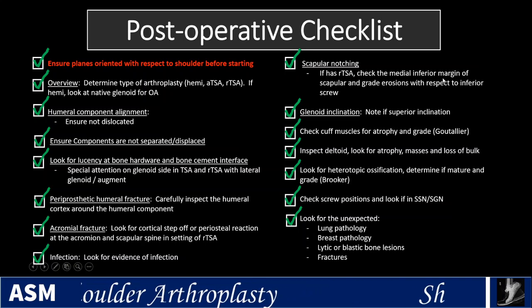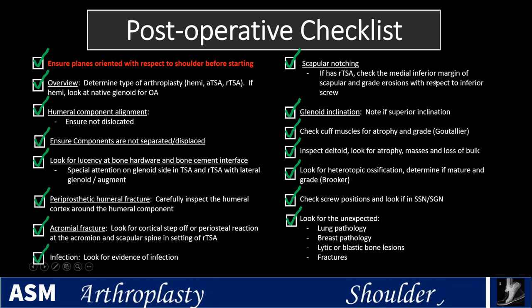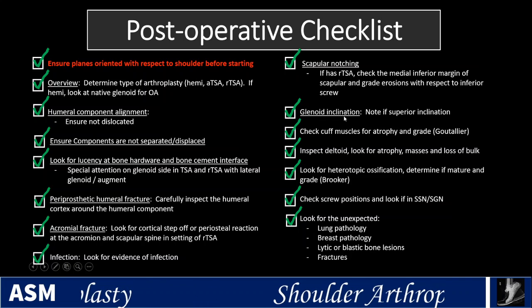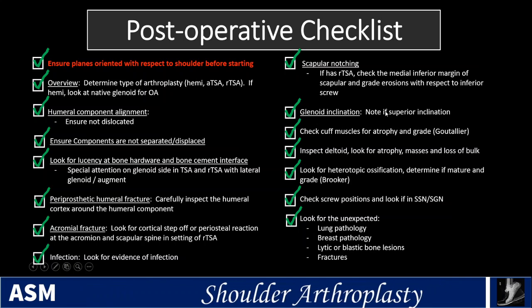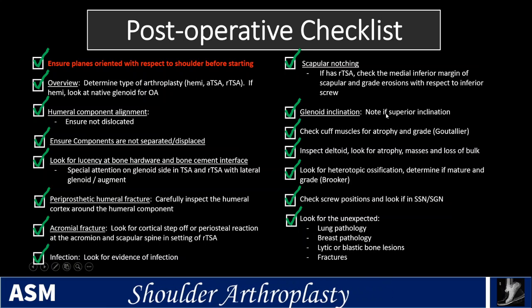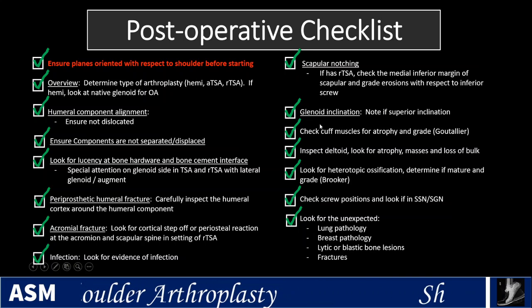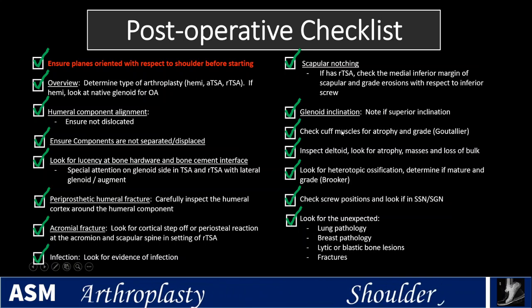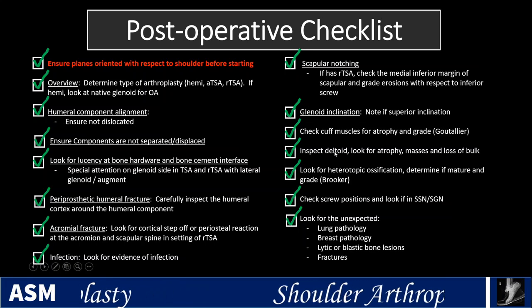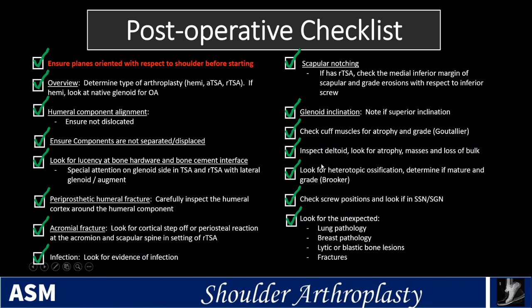Look along that medial inferior margin of the scapula and grade it with respect to the inferior screw. Look at the glenosphere and note if you see superior inclination. I probably wouldn't put this in the impression, but at least make note of it in the body. Check the muscles of the rotator cuff for atrophy and grade it. Look at the deltoid. Look for heterotopic ossification.